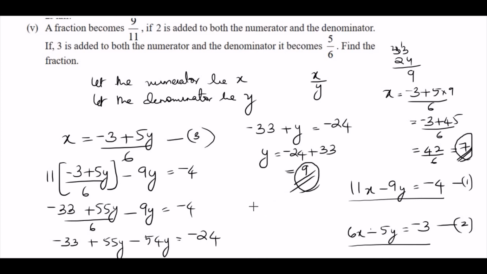So that is, our fraction is 7 by 9. When you add 2 to the numerator and denominator, it becomes 7 plus 2 and 9 plus 2, that is 9 by 11. And when 3 is added, you get 7 plus 3 is 10 and 9 plus 3 is 12, that is 5 by 6. So you have got the right answer. So our fraction is 7 by 9.